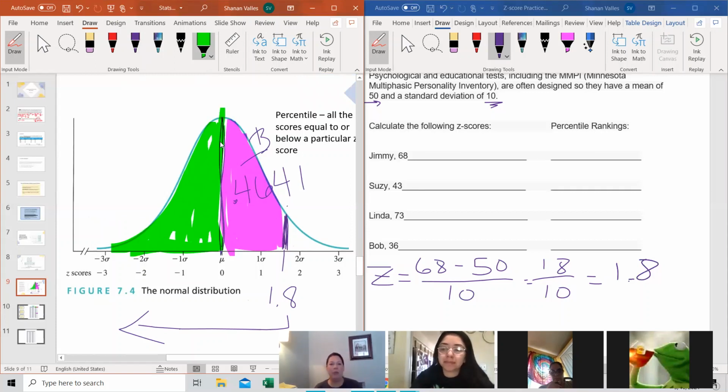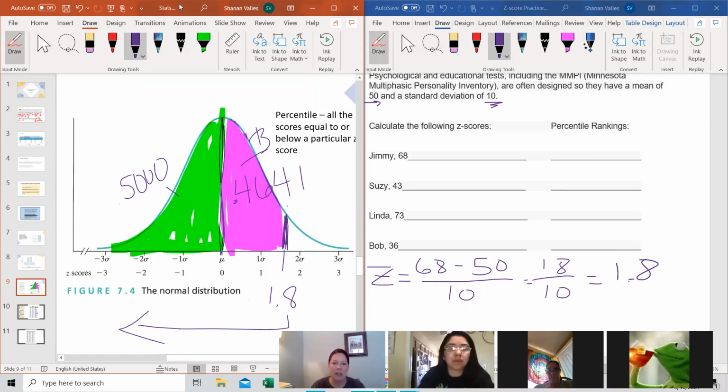And this value here is, and always will be, 0.5000. If we're just looking at the distribution, there are always 50% below the mean and 50% above the mean. Okay, that's just a given. It just is. Okay, it just is.